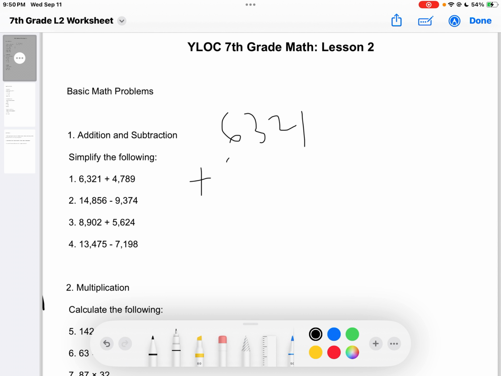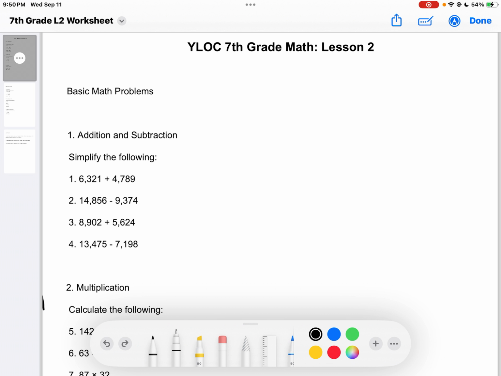6,321 plus 4,789. 1 plus 9 is 10, transfer the 1. 2 plus 8 is 10 plus 1 is 11, transfer the 1. 3 plus 7 is 10 plus 1 is 11, transfer the 1. 6 plus 4 is 10 plus 1 is 11. So the final answer should be 11,110.